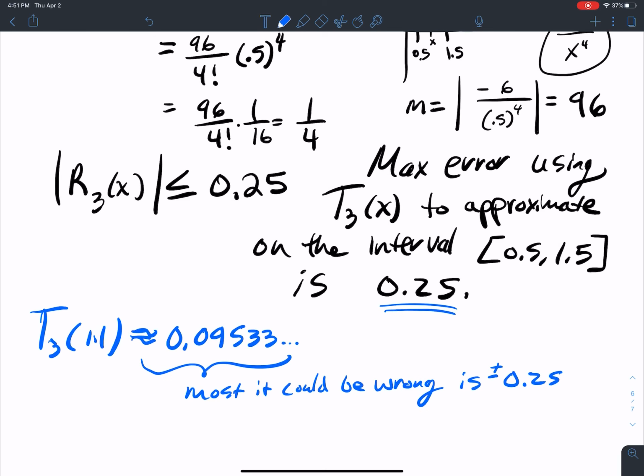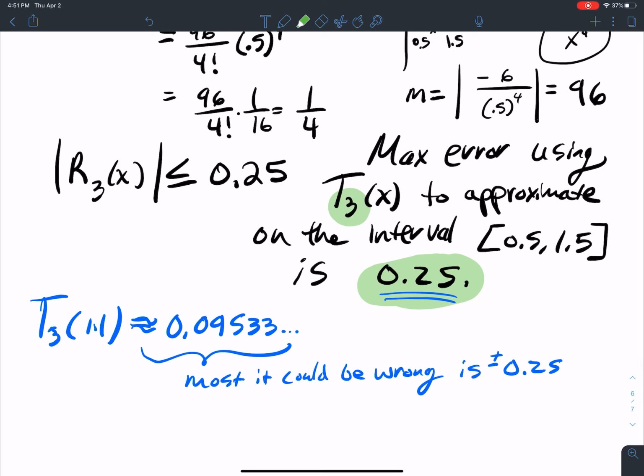Now, to make this error smaller, all we have to do is increase how many terms we have in our Taylor polynomial, and that's not hard to do. If I wanted 30 terms, then maybe I could make this number like 0.00001, which would be really small. It just depends on what tolerance level you're willing to be off for your accuracy.